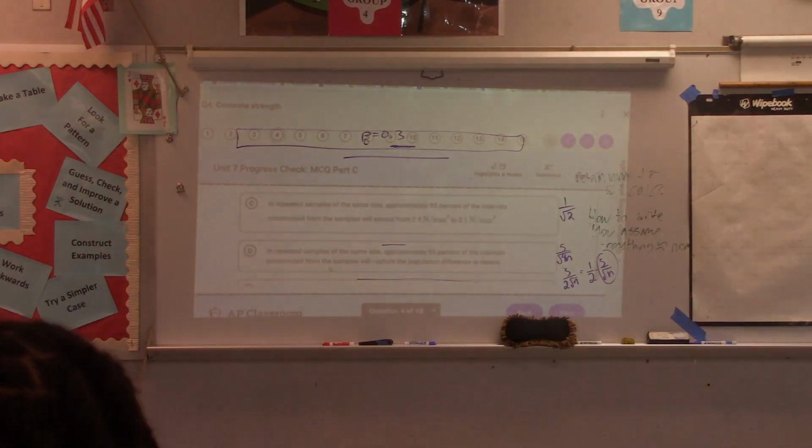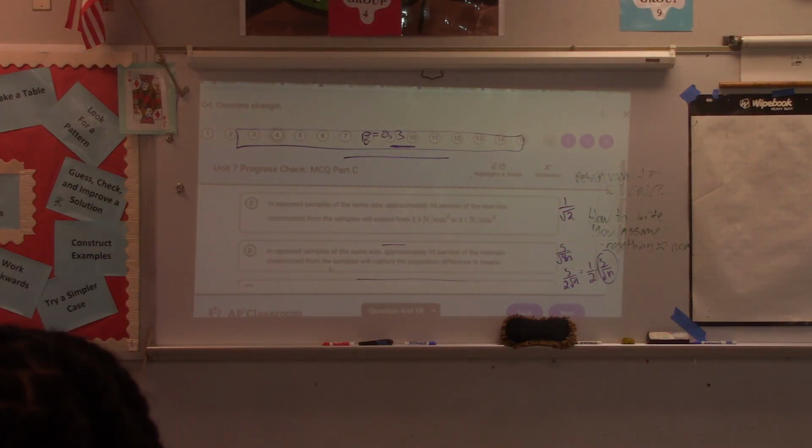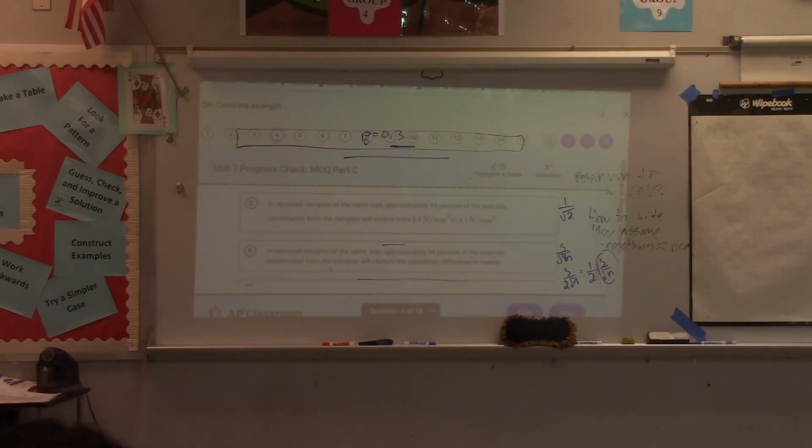How do I know whether it's random? You need to check randomness, so it either needs random sampling or random assignment.